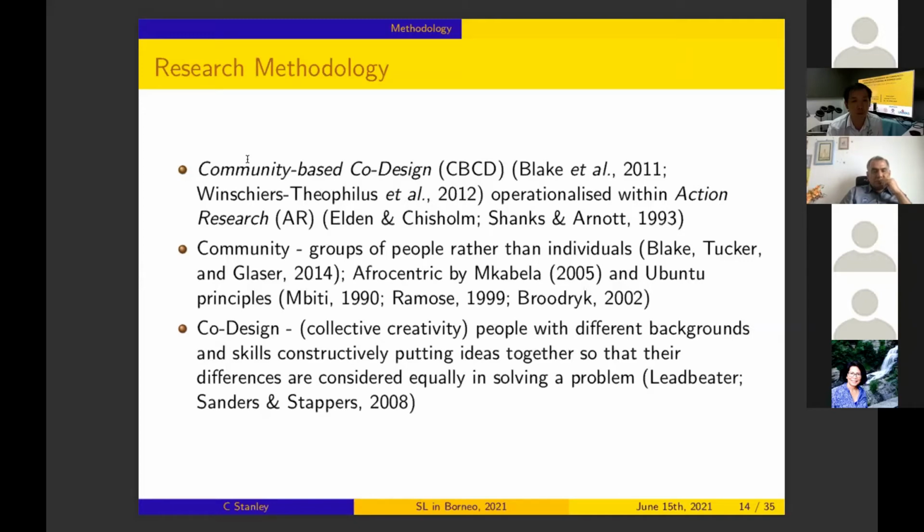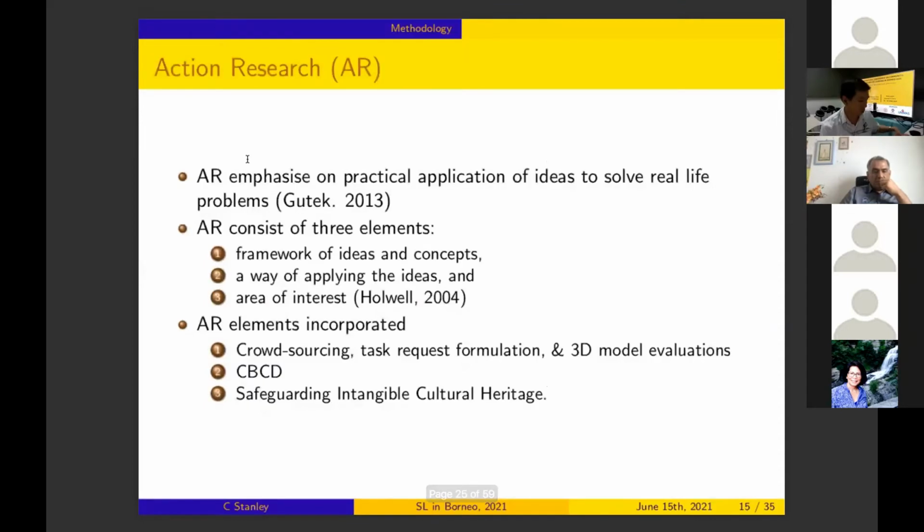So there is a concept of the market share now to share knowledge, not the market share that we are known to. So we obviously have carried that community-based design and co-design in an action research approach. Remember that action research consists of 3 elements: a framework of ideas and concepts, and a way of applying those ideas in an area of interest.